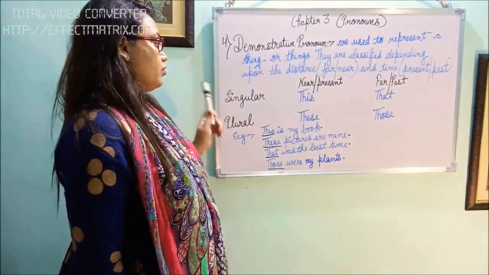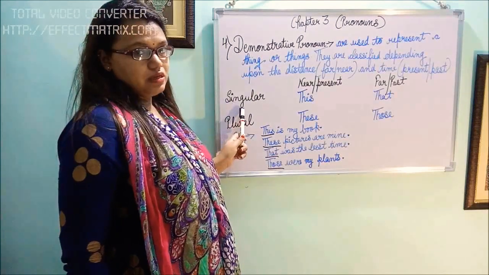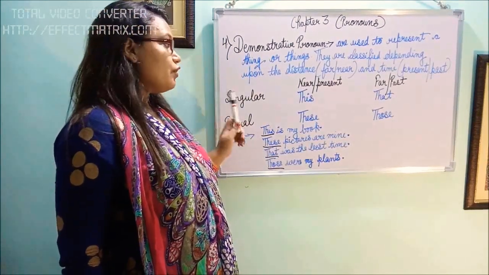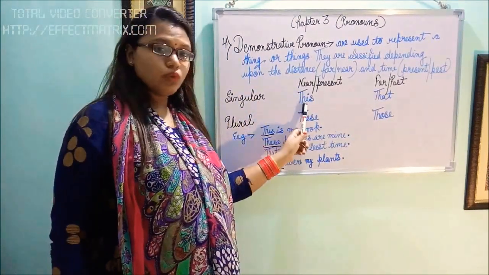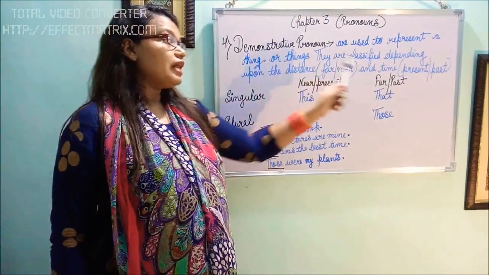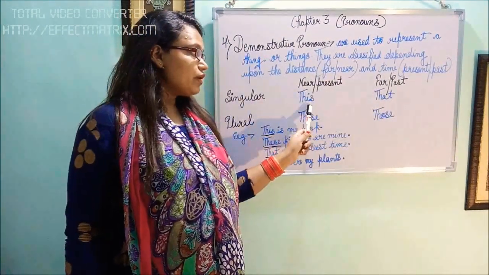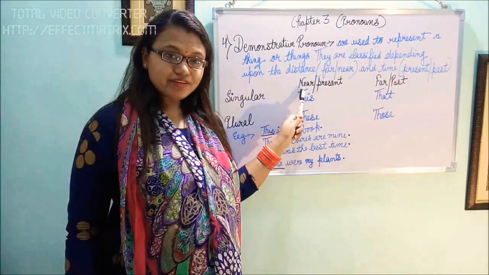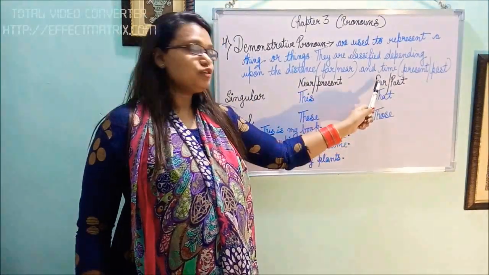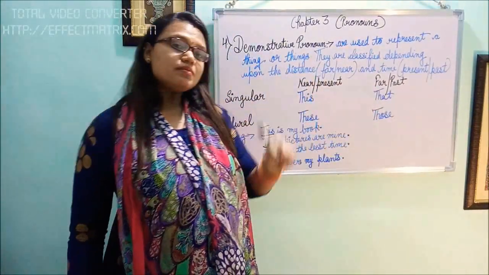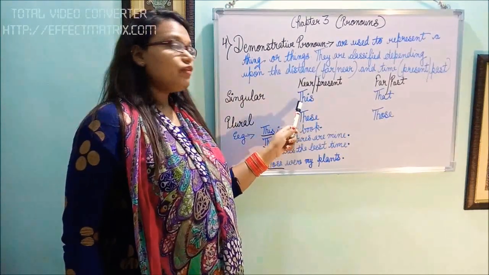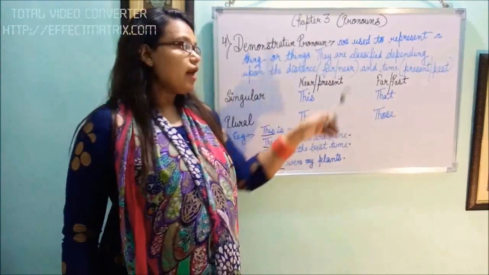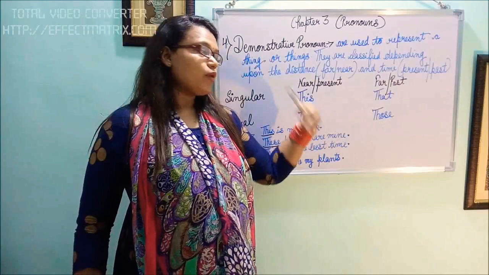Understand? Now for singular things, we use the words this and that. This word we use for near things and that word we use for far things. Similarly, this word we use for present time and that word we use for past time.